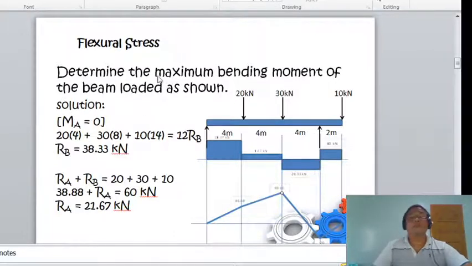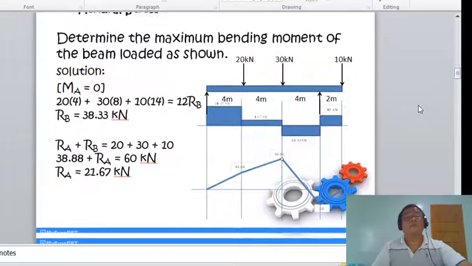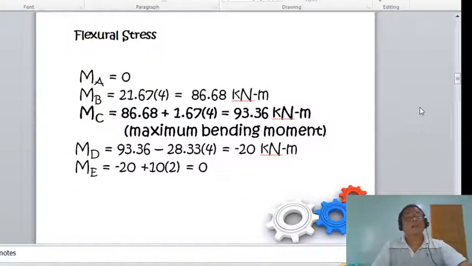RB is the support at B. So the reaction at B is 38.33 kilonewtons. Taking the summation of vertical forces, the reaction at A is 21.67 kilonewtons. Again taking the summation of moments about A equal to 0, the moment at B is 21.67 multiplied by 4, which is 86.68 kilonewton meters.